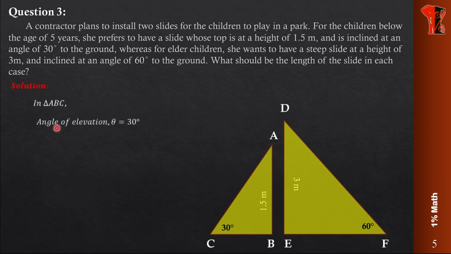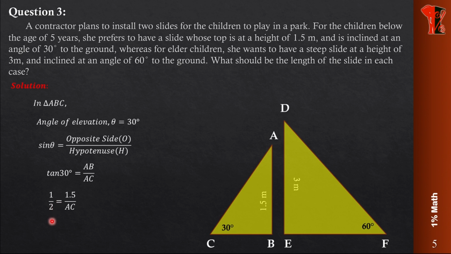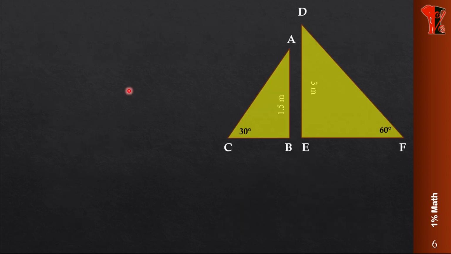So let us take triangle ABC. Angle of elevation theta is 30. So sine theta is equal to opposite by hypotenuse. As usual, substitute the values, then cross multiply. It becomes AC is equal to 1.5 into 2, which gives you 3 meters. That means the length of the slide for the smaller children, which are below 5 years age, is 3 meters. Now let us find the length of slide for the adults or elderly people.